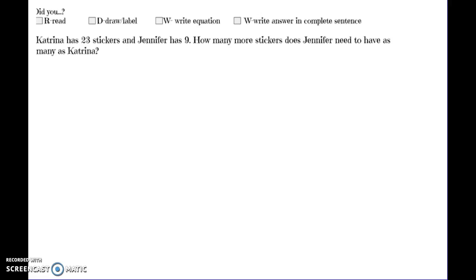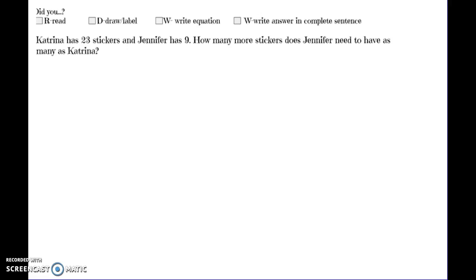Let's get started. We're going to read our problem first. Katrina has 23 stickers and Jennifer has 9. How many more stickers does Jennifer need to have as many as Katrina?